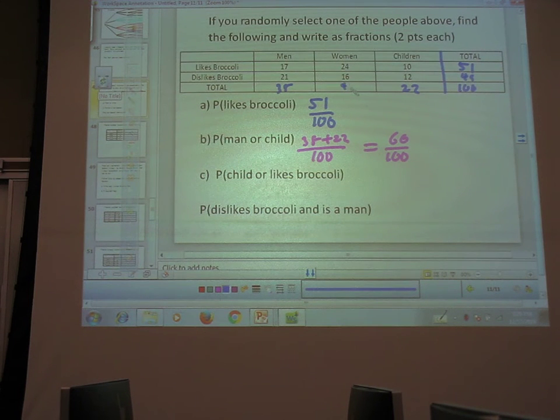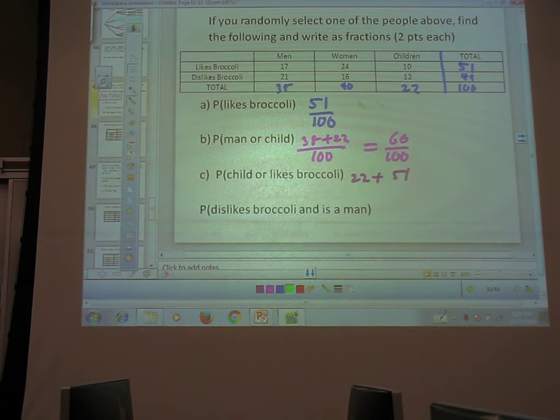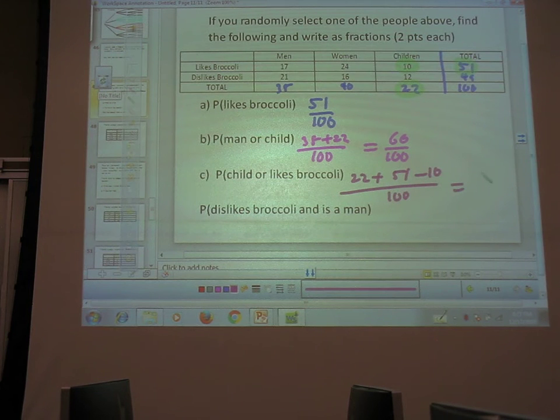What about a child or likes broccoli? That was 73, almost. So for children there are 22, and liking broccoli is 51. But subtract the overlap, because there's an overlap that's in both groups. We have to subtract out the overlap of 10 because it's getting double counted. So that's 63 out of 100.